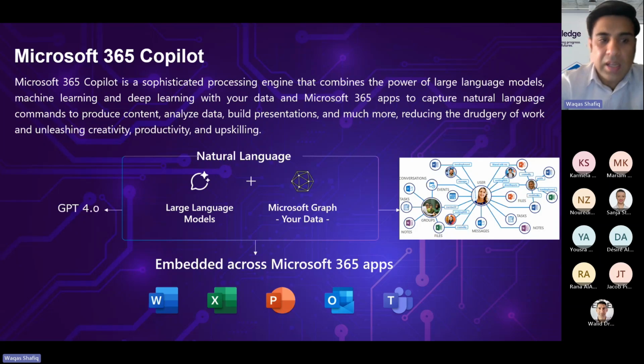This is your data. ChatGPT is extracting information from the internet, from the web. But what about my data? My data is my emails. My data is my calendars. My data is the groups and the people with whom I communicate within my organization on a daily basis. So what Microsoft did is, Microsoft actually combined the power of both these things, large language model plus Microsoft Graph, which is your data within your organization.